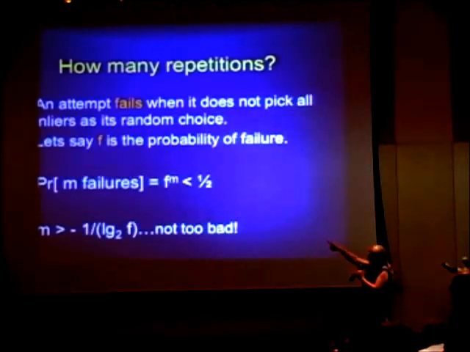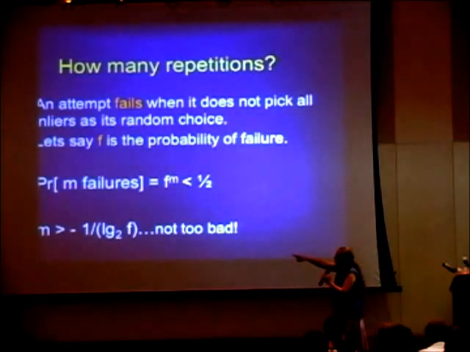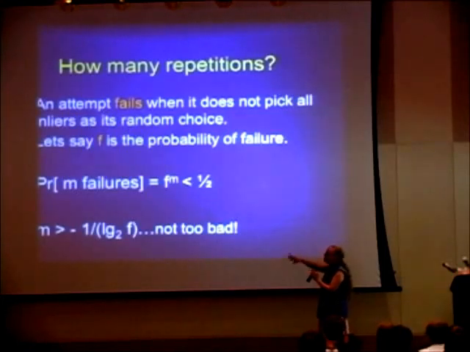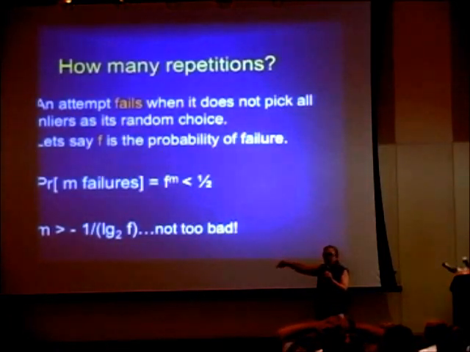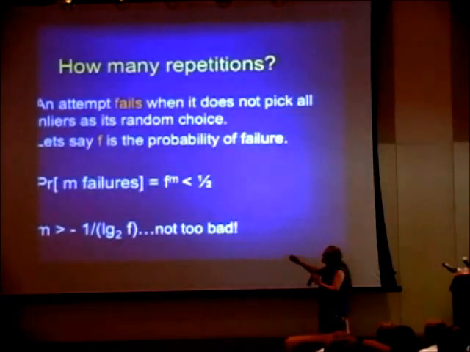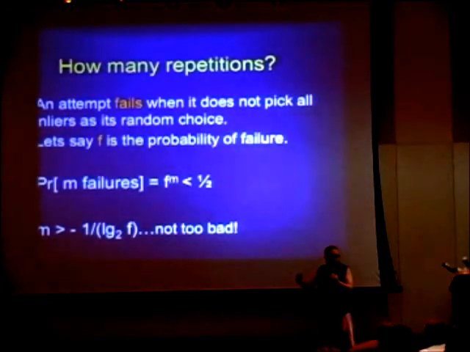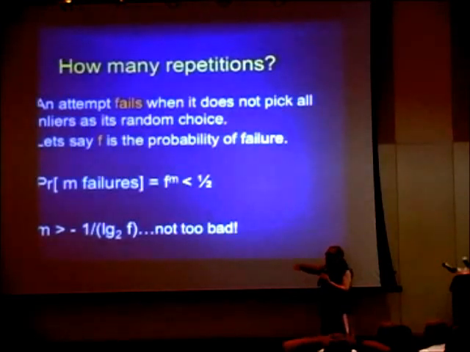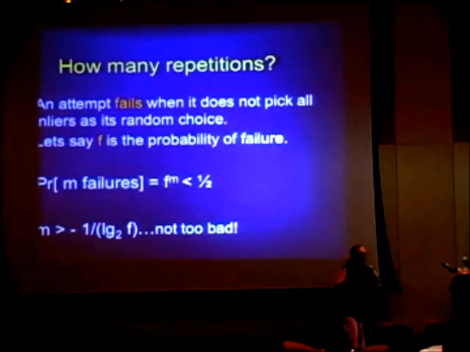Notice that F is a probability, so it's a fraction. So log base 2 of F is going to be a negative number, and negative 1 over log base 2 of F is going to be a positive number. The bigger F gets, the more your probability of failure, the bigger that number is going to get, because F is in the denominator. So you have to make more trials if your probability of failure is bigger. But as your probability of failure increases, M is only going to increase as the log of the probability of failure. That's pretty good, because the log grows slowly; even as your probability of failure increases and it gets really bad, M is going to be growing more slowly. So this is our argument that this is not such a bad algorithm.